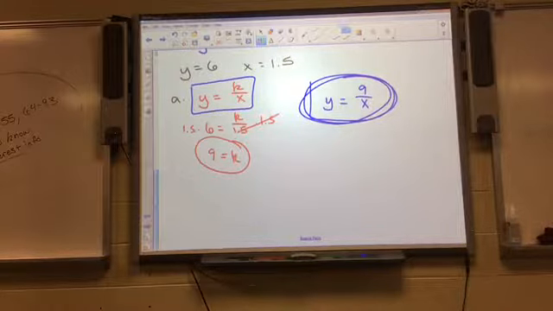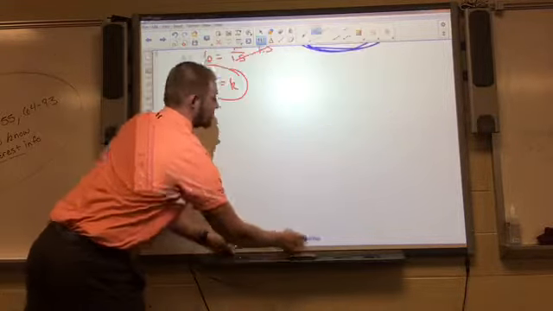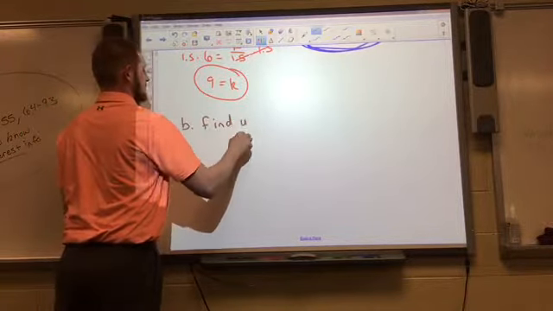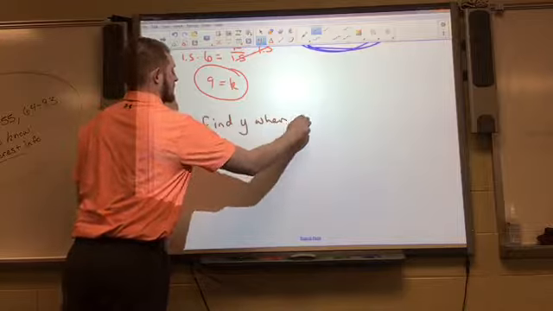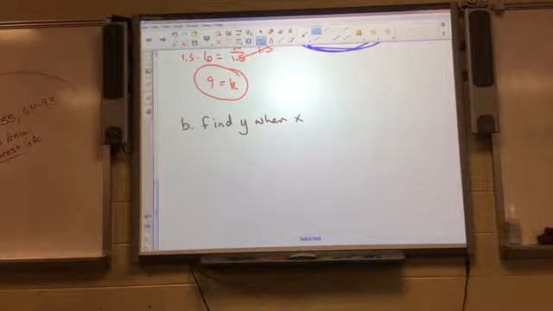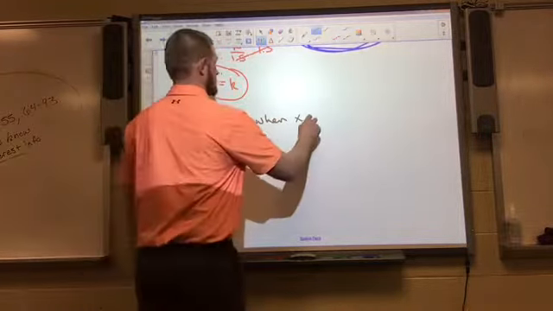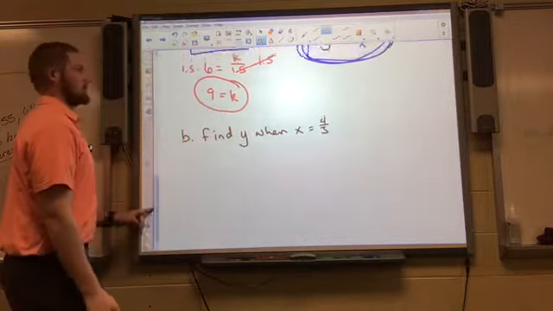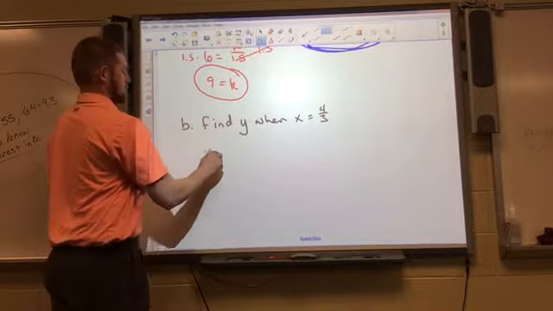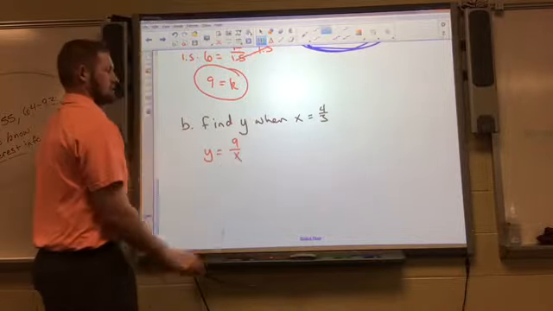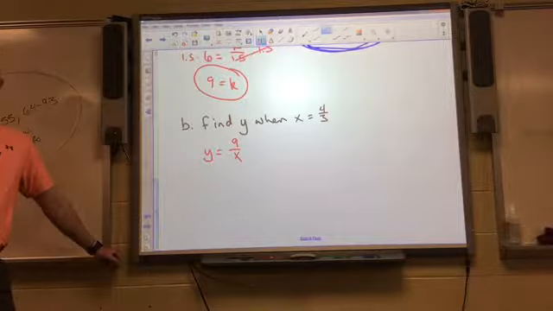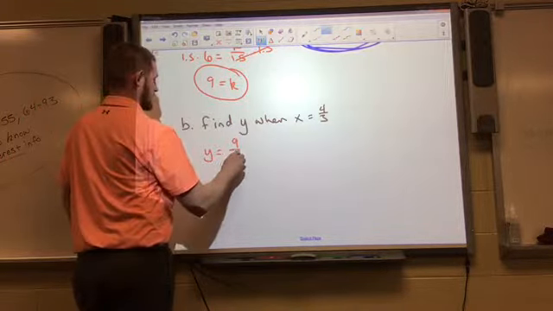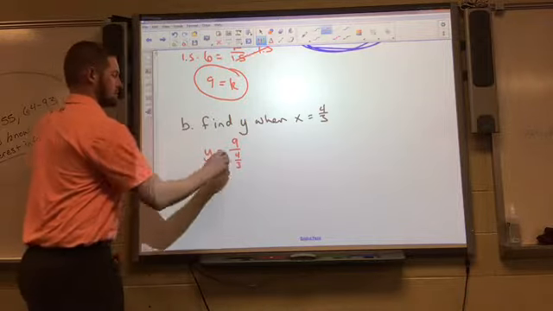Oh, and then part B says find y when x equals 4/3. Okay, so they give me my equation, y equals 9 over x. How am I going to find y? Instead of x, I'm going to plug in 4/3.